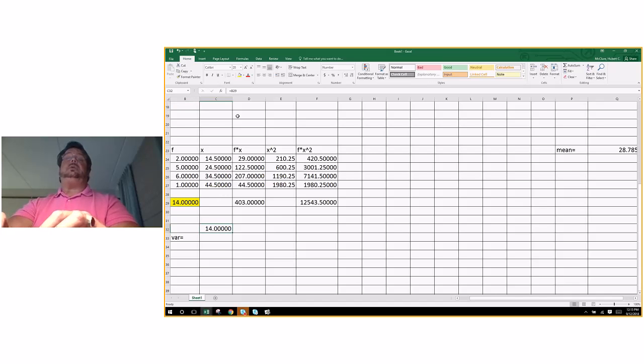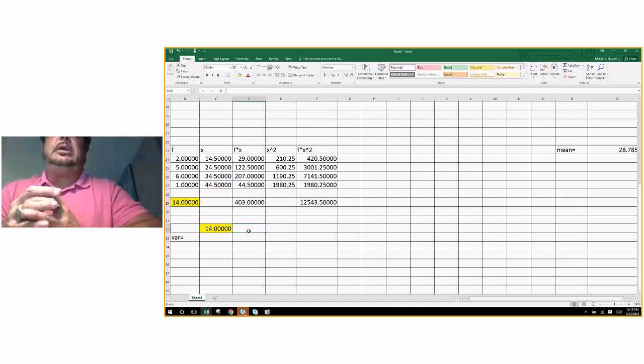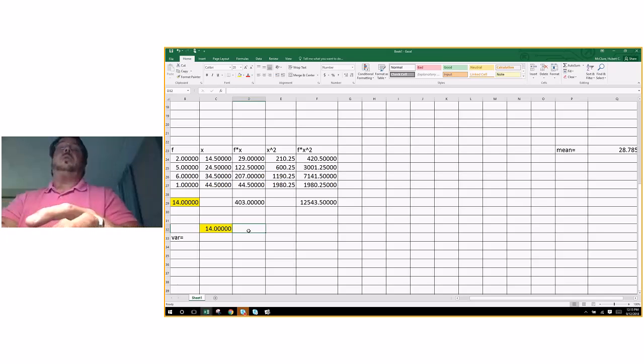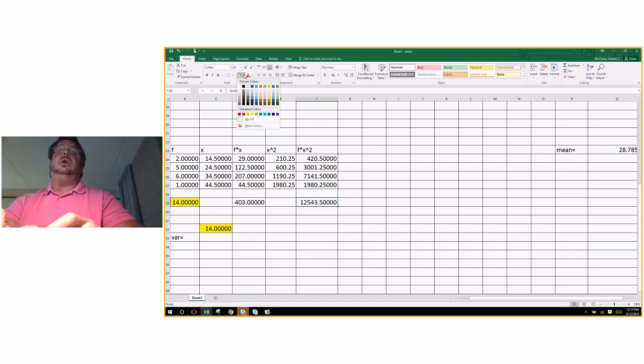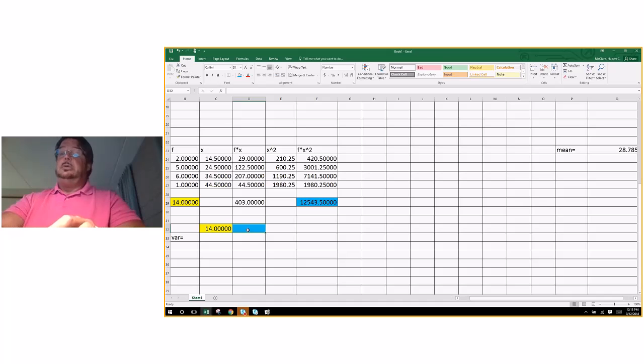So I'm going to color that yellow. That's n. Times what? Look at your formula. N times what? The summation of what? F and x squared. F times x squared, which is that big number. The summation of F times x squared, I'm going to color that aqua, and that's equal to that.